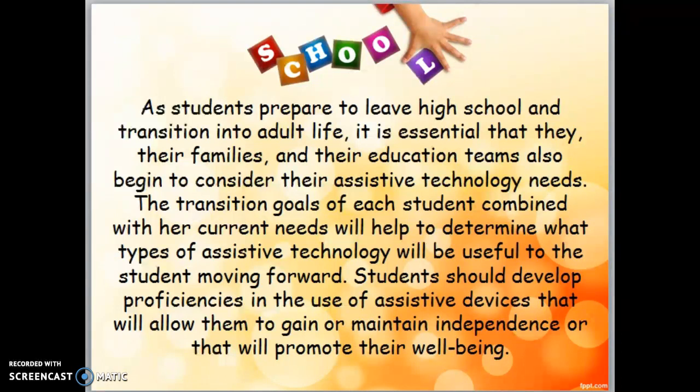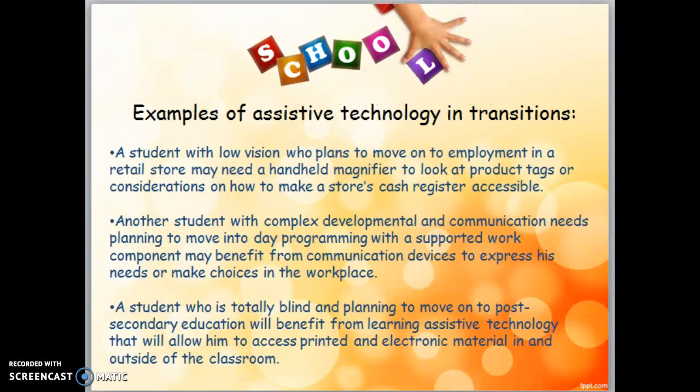Students should develop proficiencies in the use of assistive devices that will allow them to gain or maintain independence or that will promote their well-being. Examples of assistive technology in transitions would be a student with low vision who plans to move on to employment in a retail store may need a handheld magnifier to look at the product tags, or considerations on how to make a store's cash register accessible.